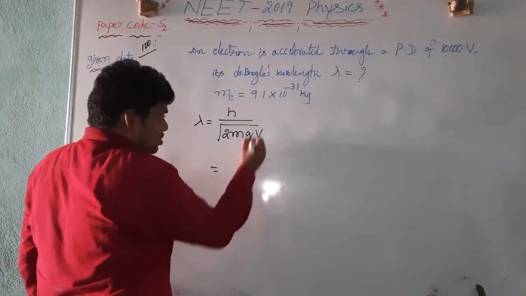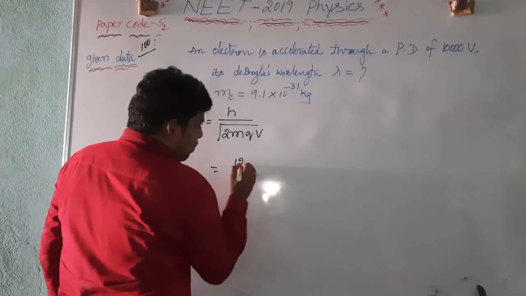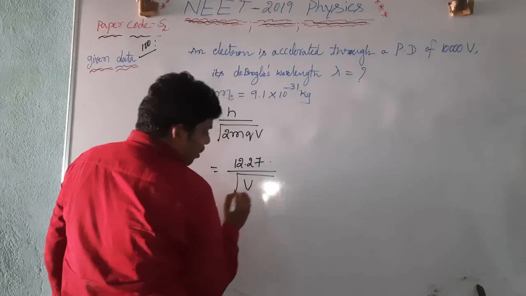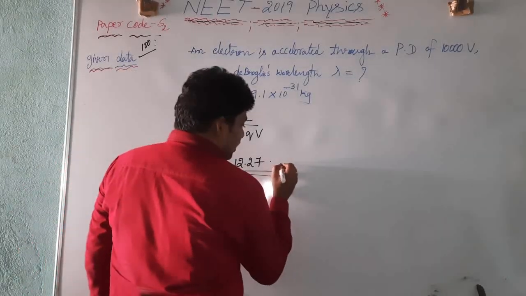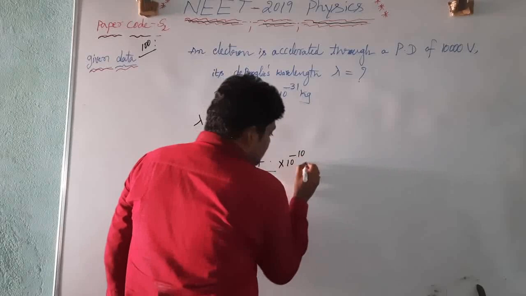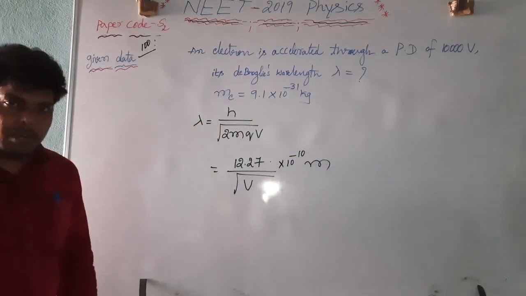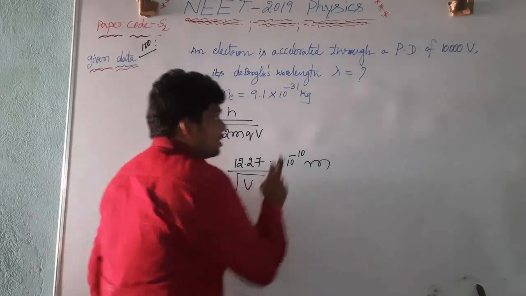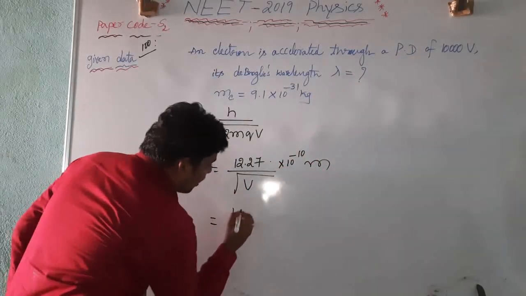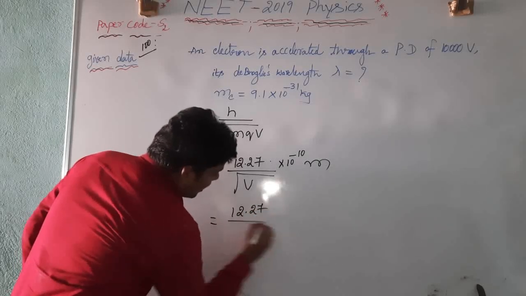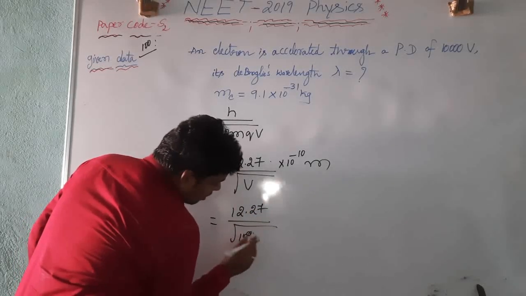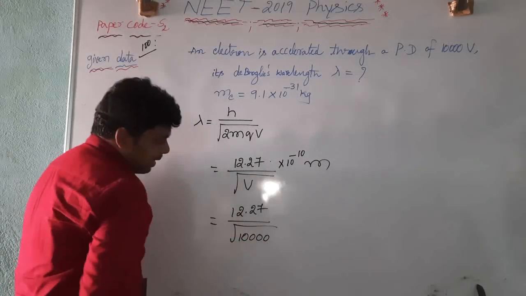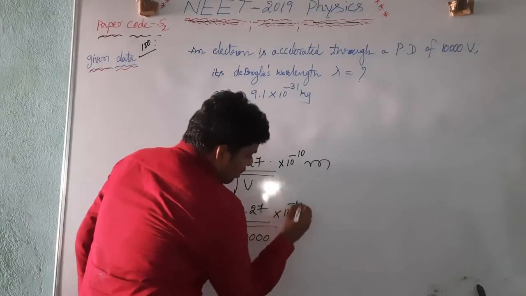If you do the simplification, directly we can make it 12.27 divided by square root of v, into what? That is nothing but 10 to the power minus 10 meter. It is a direct formula we can take. Now here in place of v, what you have to substitute? Potential difference. What is the value of that one? Nearly 10,000 volt. 12.27 divided by square root of 10,000, into 10 to the power minus 10.